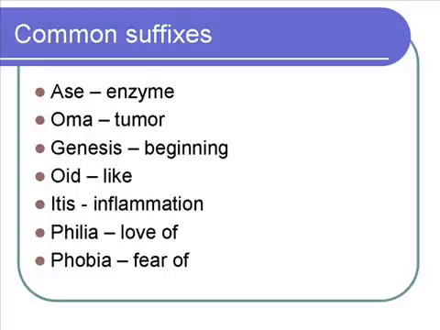Genesis, meaning beginning. And oftentimes, if you've grown up in a church, you might think, oh, okay, Genesis is the first book in the Bible, right, which might help you remember beginning. But this is actually where the term genetics and things like that come from. And so, because it's the beginning of life, right? Your genes, who you are. Oid, meaning like. So if something is humanoid, right, it's human-like. So you might have a humanoid robot. Itis, meaning inflammation. We've actually given some example words like this, such as hepatitis, right? Inflammation, infection of the liver.